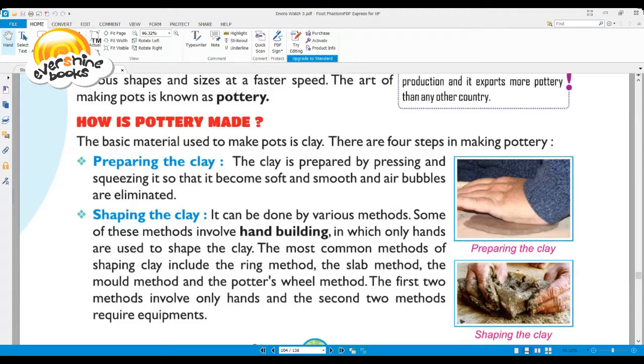In some methods, hand building is done. The most common methods of shaping clay include the ring method, the slab method, the mold method, and the potter's wheel method. The first two methods involve only the hand, which are the ring method and the slab method. The mold and the potter's wheel need equipment.